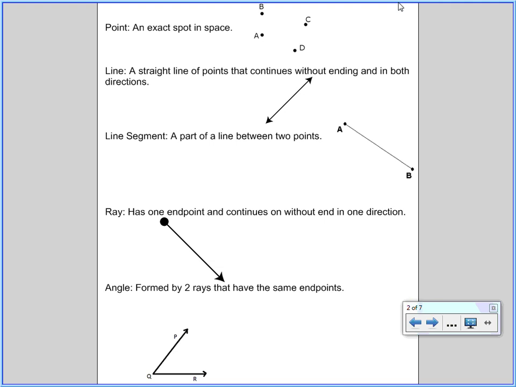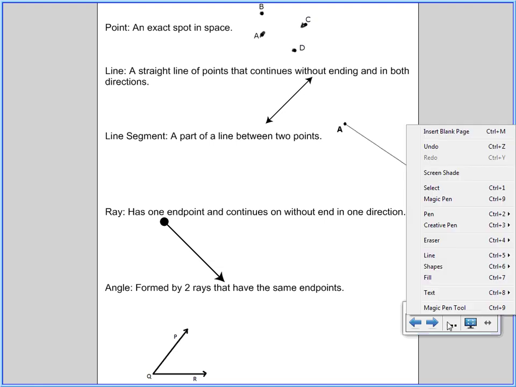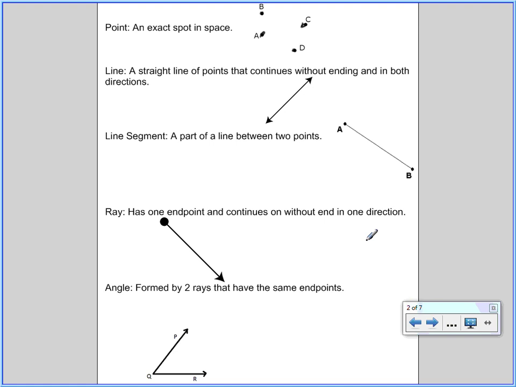I mean a location. And if you look at the picture right beside it here, I have 4 dots. These are points. And beside them is a letter, and that is how we label them. So this point right here is point A, this one's point B, this one's point C, this one's point D.